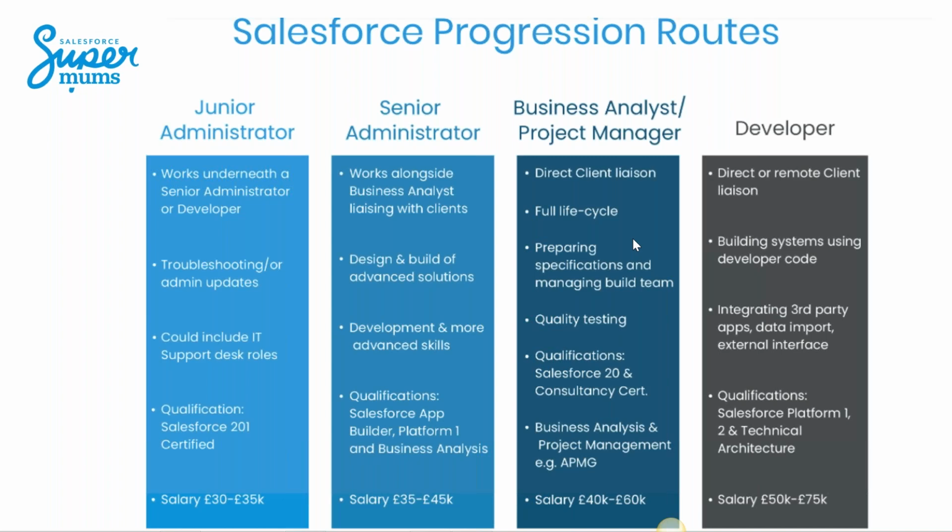The junior to senior admins, as I say, are between 30 and 45, and are on day rates of maybe 250 to 300, depending on what type of clients they're working with. And then if you go down the technical route of developer, which is more code, you can be earning 50 to 75 to upwards of 100, depending on how you advance.